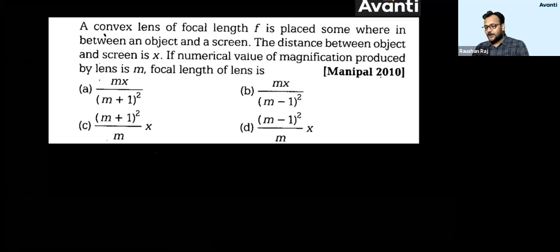A convex lens of focal length, this is not from the displacement method, as you can see. A convex lens of focal length F is placed somewhere in between the object and screen. The distance between object and screen is x. If the numerical value of magnification produced by the lens is small m, the focal length of the lens will be. So tell me, what will the focal length of the lens be? No, Pranav, this is not a question from displacement. Yes, it is a single-sided question. You can just consider that the distance between a screen and object is given to you.